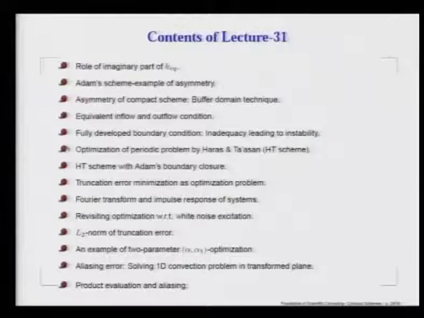Then we will again switch back to the optimization method of Harasan-Tesson in developing a scheme for a periodic problem. Once we adopt this optimum scheme of Harasan-Tesson and add Adams boundary closure to it, we notice again that the instability problem is retained. So, this tells us that we need to do somewhat better, and we talk about truncation error minimization as an optimization problem by taking care of boundary closure properly.